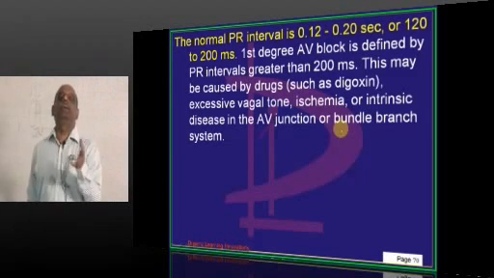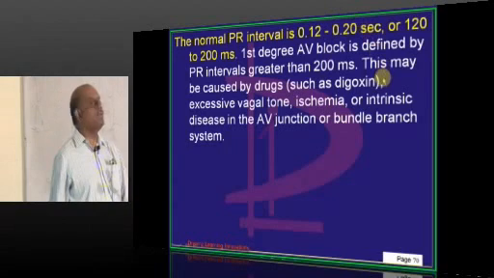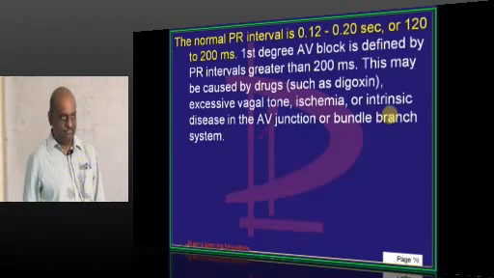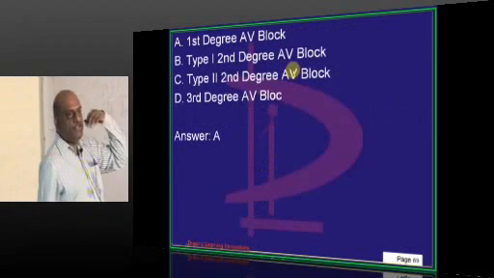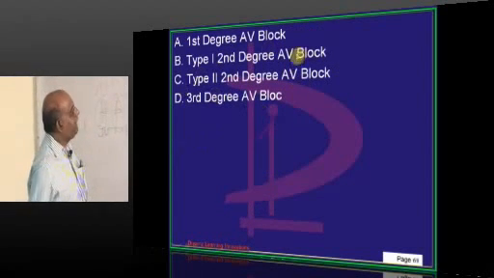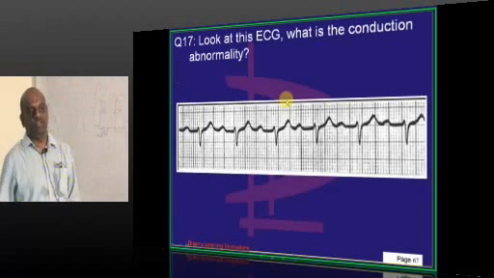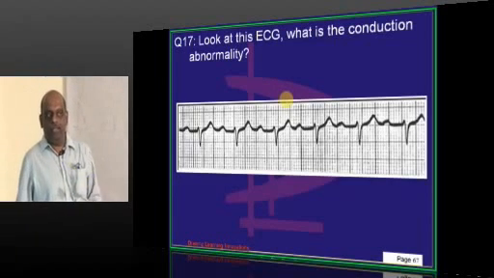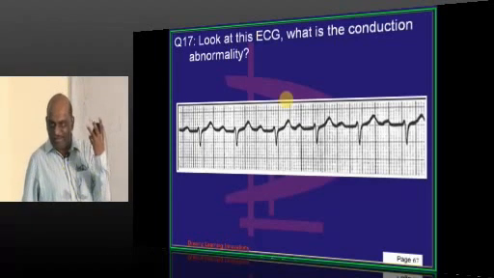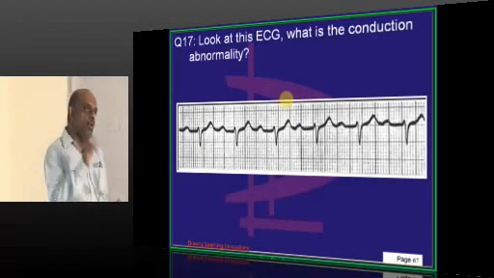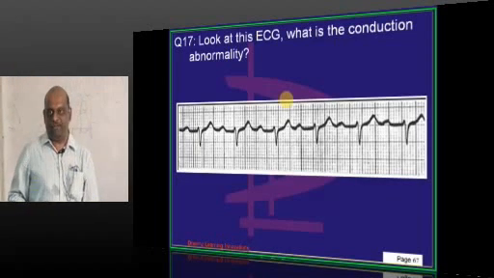So what is the normal PR interval? 0.12 to 0.2 seconds is called the normal PR interval. Right? So if it is increased more than 0.2... how many small blocks is the normal? 0.12 means, 0.04 is one small block, so 3 small blocks. 0.2 means 5 small blocks, so 3 to 5 small blocks is fine.